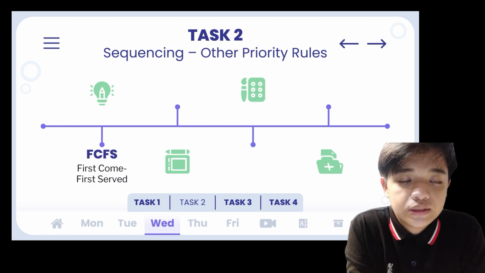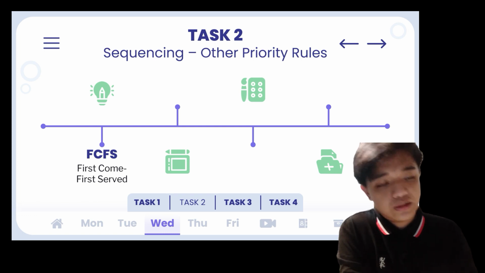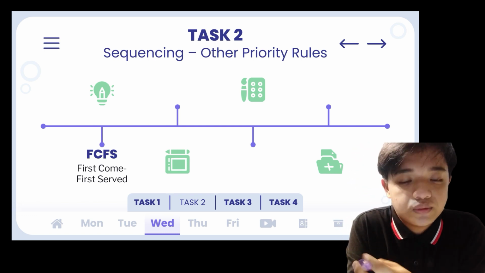For example, yan is sa restaurant. For example, Nico and I, pero nauna akong pumunta sa nagpa-reserve. So, ang unahin is ako kasi ako yung naunang nag-reserve kaysa kay Nico. Yan lang yung explanation nun.